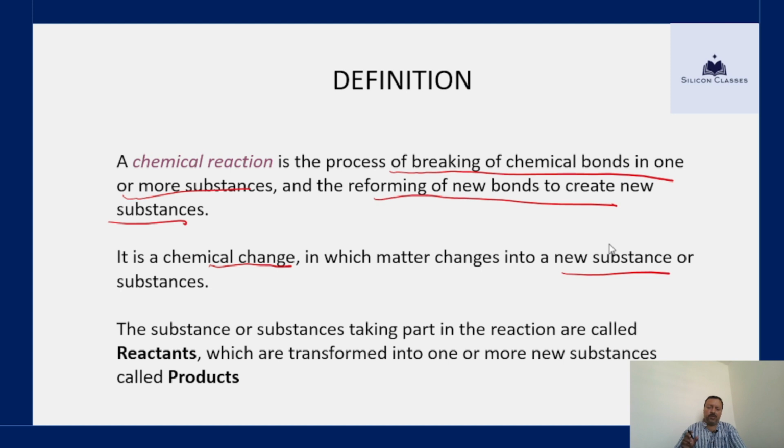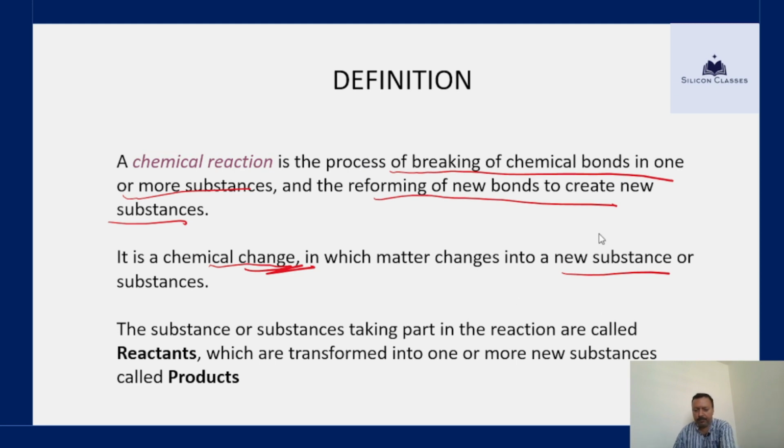So the properties of the product are totally different from the reactants. For this reason, we are telling that the chemical reaction is nothing but the chemical changes. So the product which is formed through a chemical change has totally different properties from the reactant.